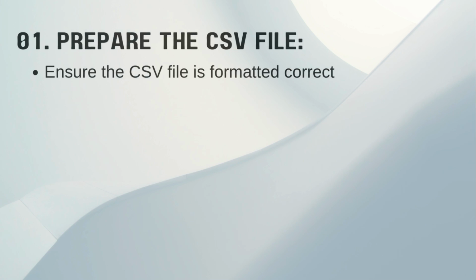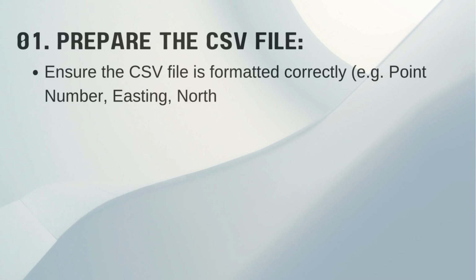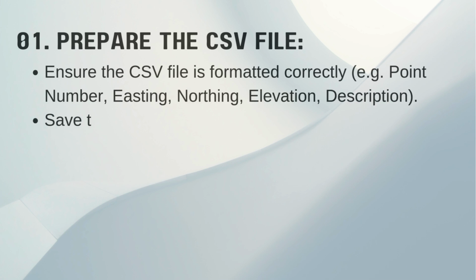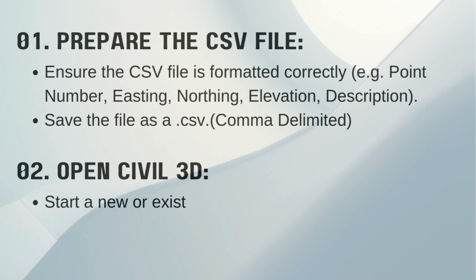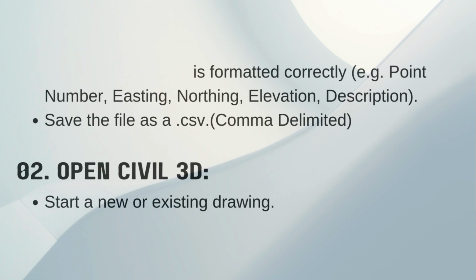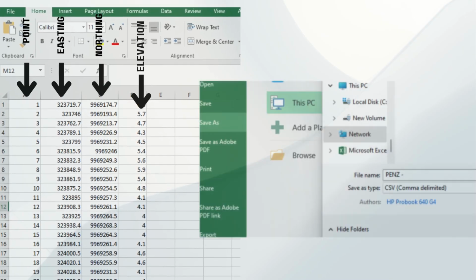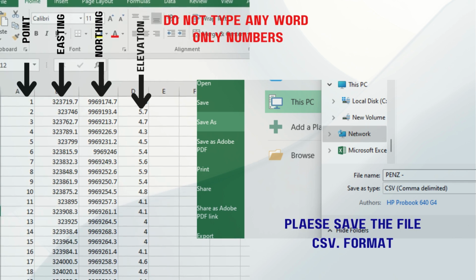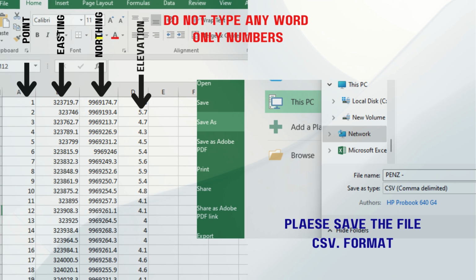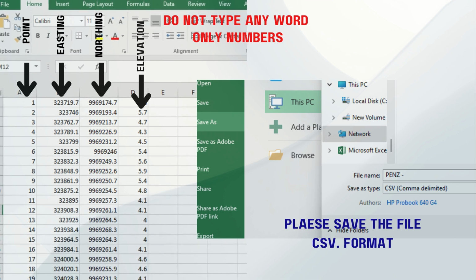Prepare your data in Excel. Before importing, ensure your data is correctly formatted in Excel. The sheet must include only the following columns: point number, easting and northing coordinate in separate columns, and elevation. Avoid using any text, symbols, or unnecessary data in the sheet. Save the file in the CSV, delimited format on your computer.